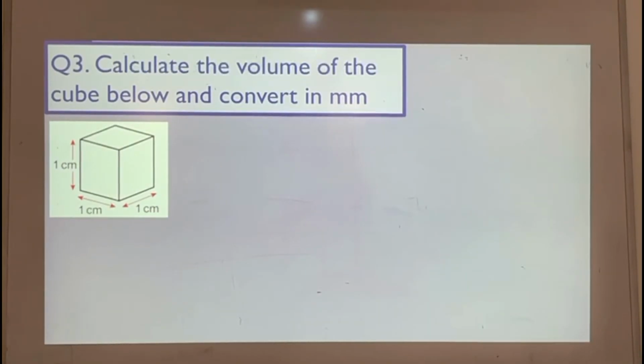Moving on to question 3. We need to calculate the volume of the cube below and convert it into millimeters. So pause the video for me, have a go at that, and remember you also need to convert it. So you'll get marks for your working out, you'll get marks for your conversion, and you'll get marks for your units.